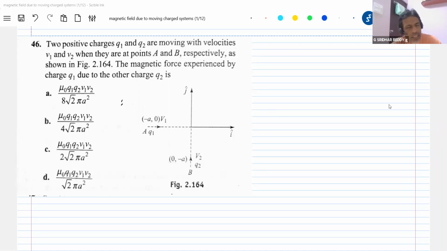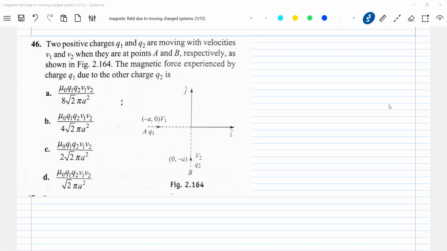Okay, yesterday we discussed the formula. So now we are going to take two charges. The magnetic force exerted by charge Q1 due to the other charge Q2. Both are moving. So let's calculate the field at the position of one due to the field produced by this one.